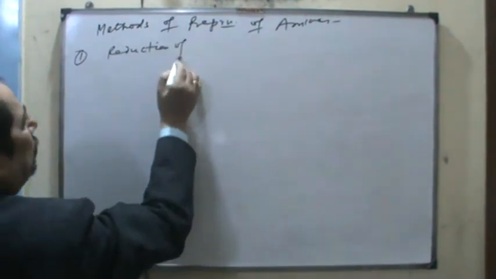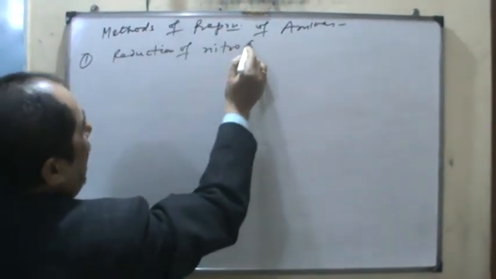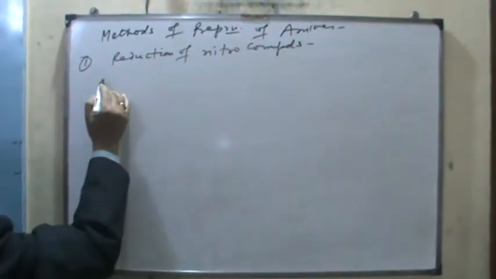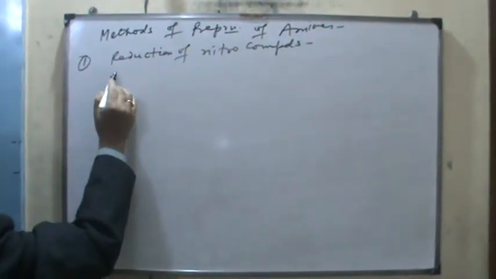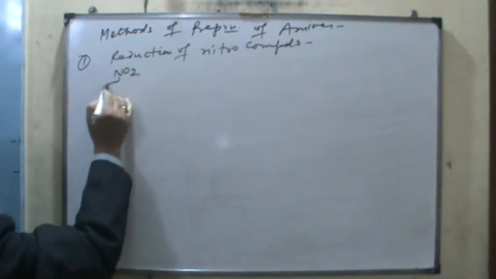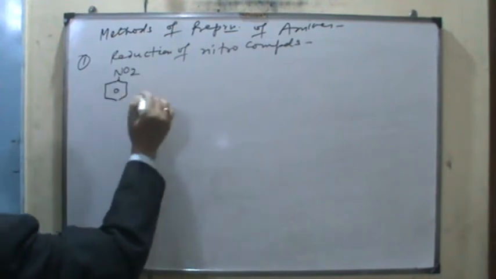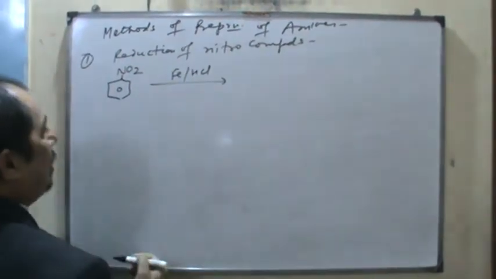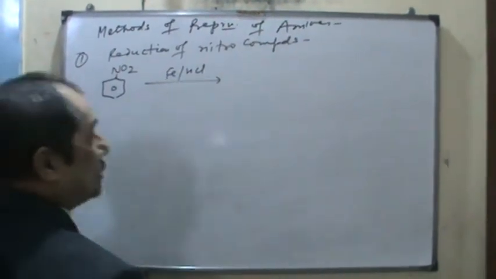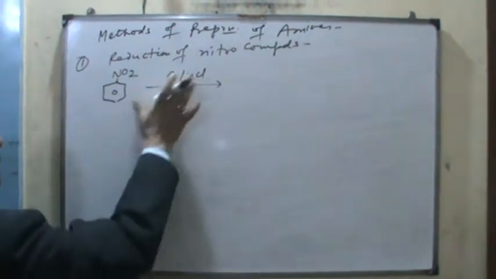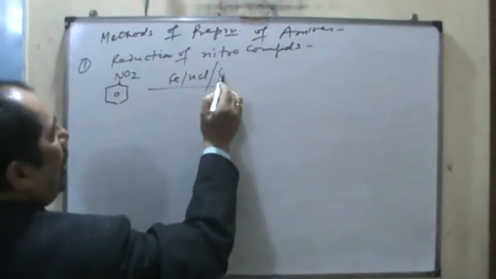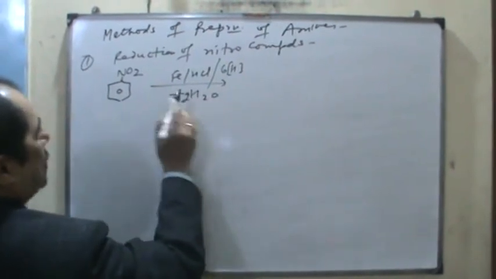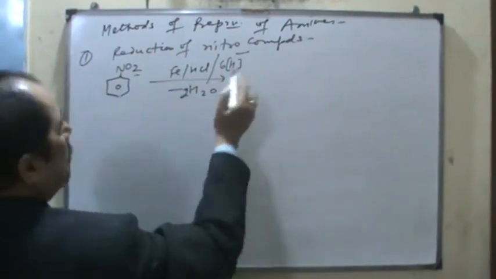First is the reduction of nitro compounds. If you take nitrobenzene, better to take reducing agent iron with HCl, because of the large surface area it will act as a better reducing agent. Now I have to take 6 hydrogen, 2 times water lost, oxygen and hydrogen.